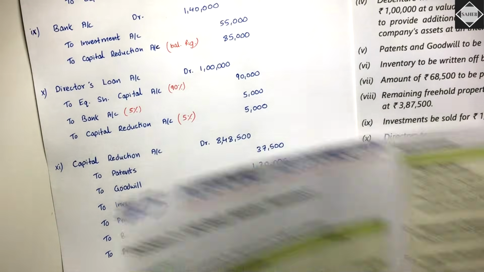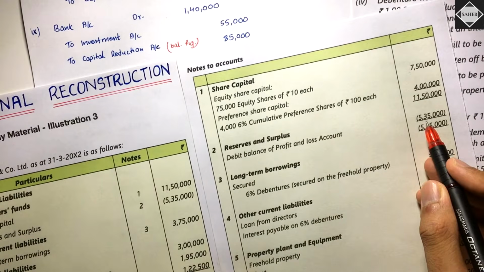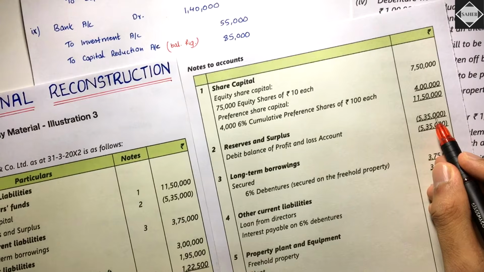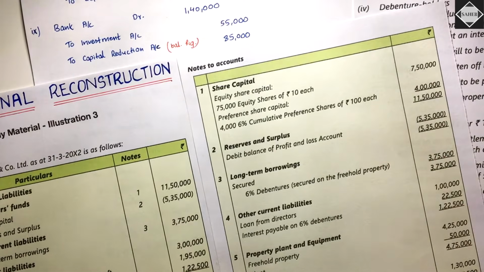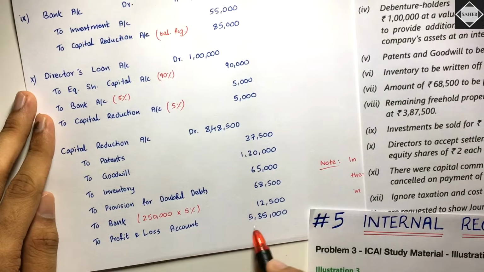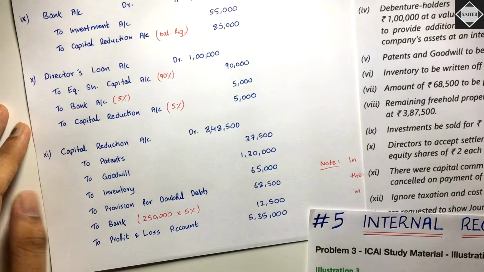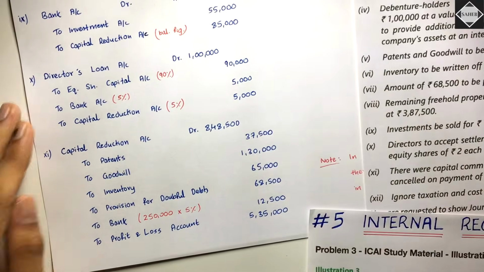Now understand, here at last there is a loss also now. Debit balance of profit and loss. Yeah, which is a loss, 5,35,000, the accumulated loss. Maybe it's of 2 years or 3 years. So this loss you will have to write off over here, 5,35,000. Is that clear? So now after taking all this, what do you have to do?